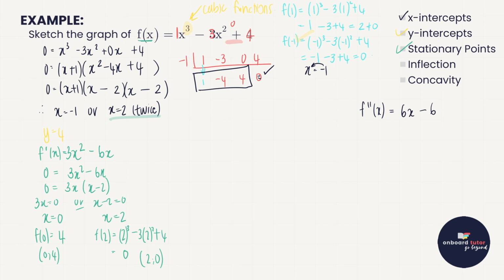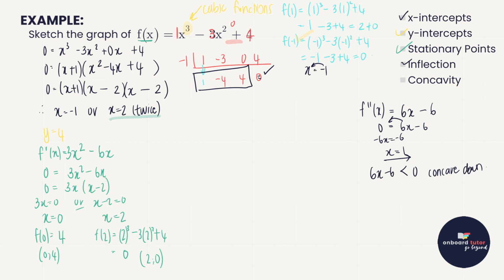Okay, we've got a point of inflection when this is equal to 0. So 6x minus 6, take that over. And so we've got a point of inflection at x equals 1. Okay, that's cool. And then we can work out concavity also from this. So if my second derivative, which I've now worked out to be 6x minus 6, if it's smaller than 0, then this is going to be concave down.